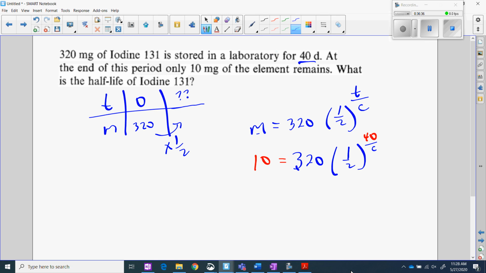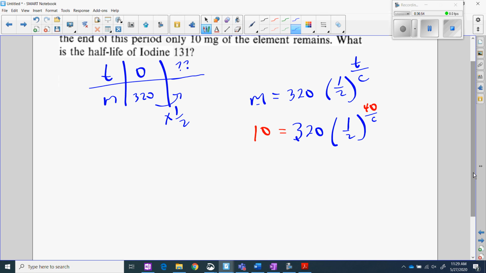There's my unknown. Well, guess where the unknown is? It's up in the exponent. Good news, our last video went through how to solve exponential equations, equations where the unknown is in the exponent. So that's what we have to do here. We have to solve this equation for the exponent.